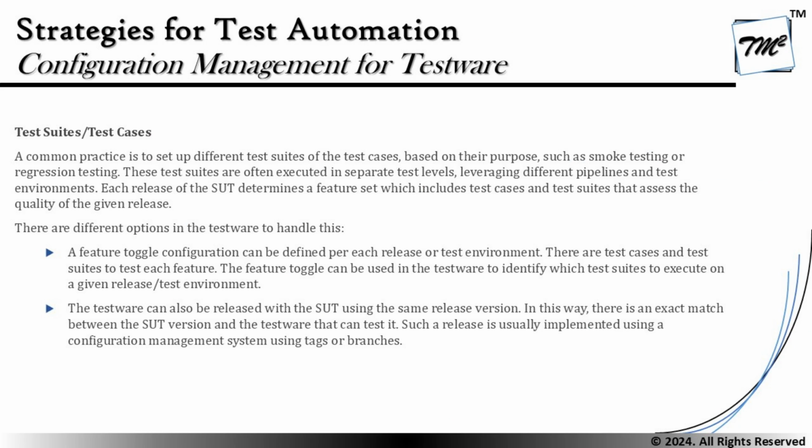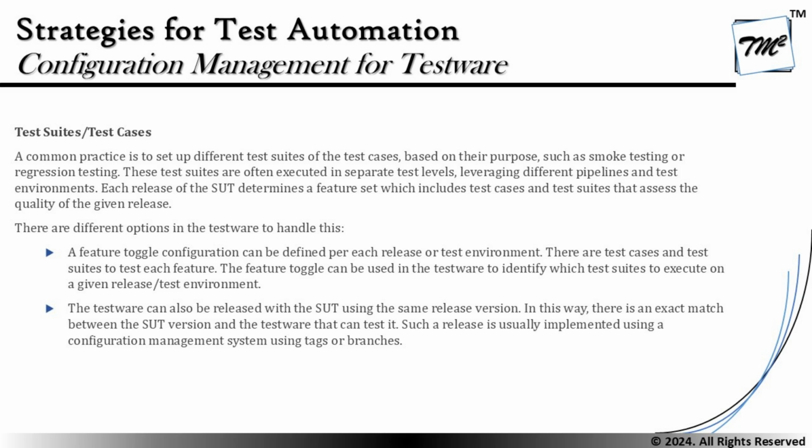Further to add here, there are different options in the testware to handle the situation. Number one, a feature toggle configuration can be defined per each release, or each test environment. There are test cases and test suites to test each feature. The feature toggle can be used in the testware to identify which test suite to execute on a given release or a given testware. So generally, we try to create a script in the solution which does the job of picking up the environments respectively.